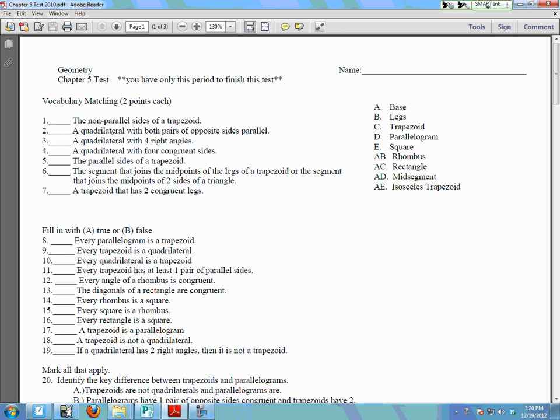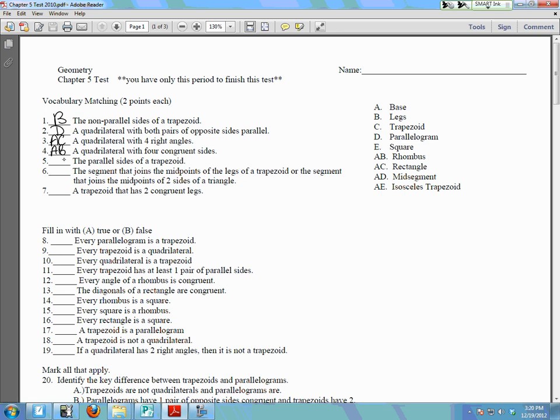Number one, the non-parallel sides of a trapezoid. That is B, your legs. A quadrilateral with both pairs of opposite sides parallel. That is D, parallelogram. A quadrilateral with 4 right angles. Okay, by definition, that's a rectangle. A quadrilateral with 4 congruent sides. By definition, that's just a rhombus.